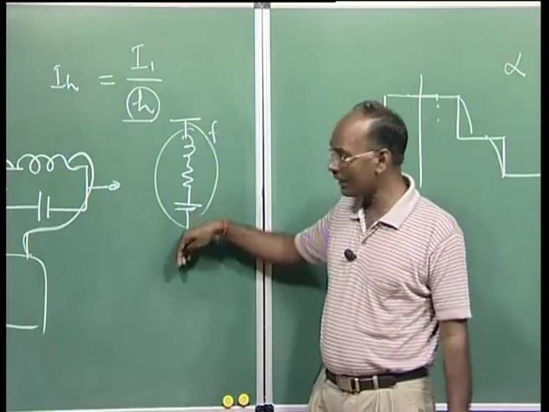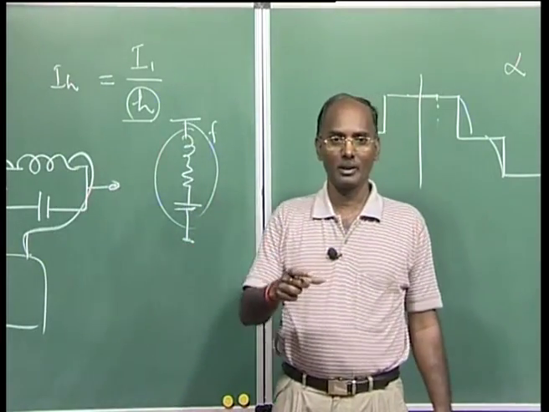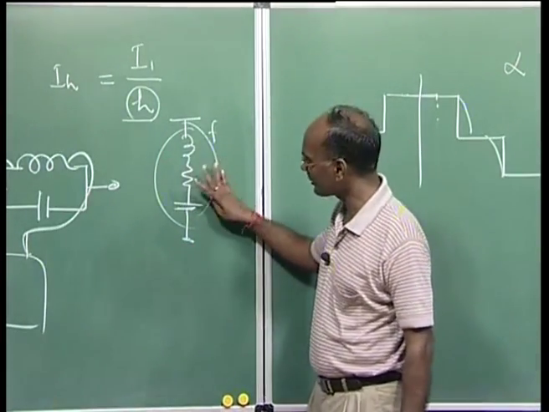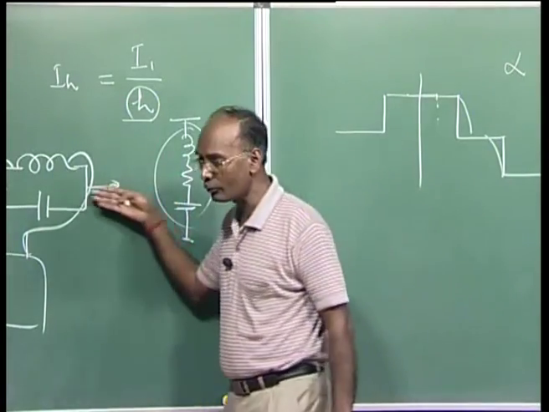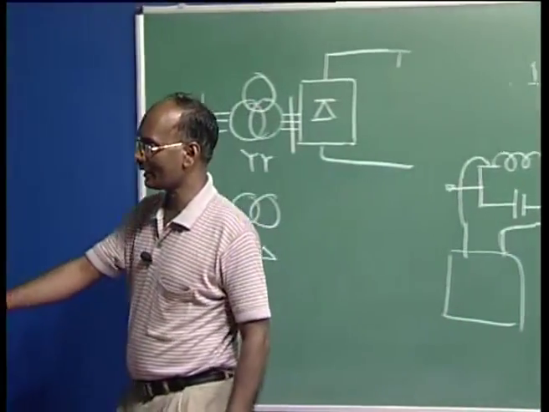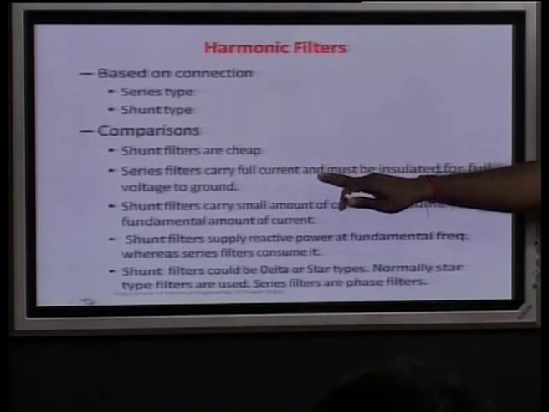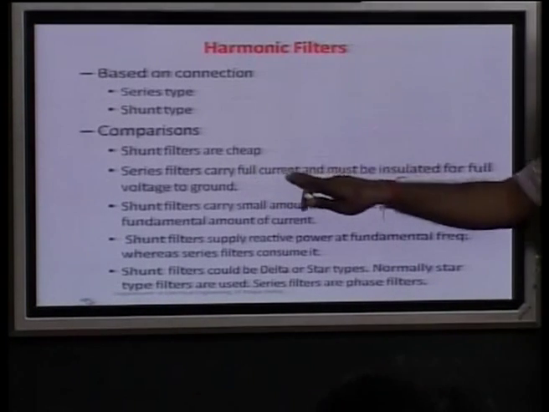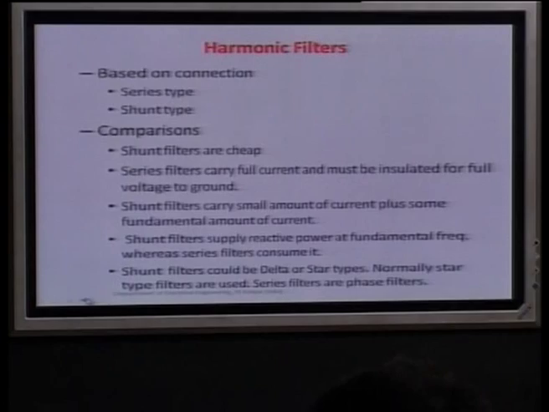So this is sustaining less current, and thereby the chip is containing the full current. That is why I have written here: series filters carry full current, and must be insulated from the full voltage to ground.